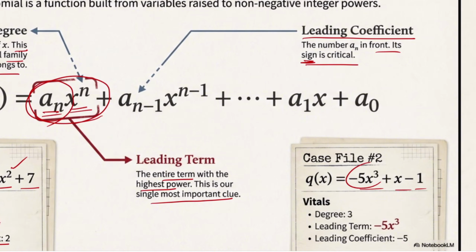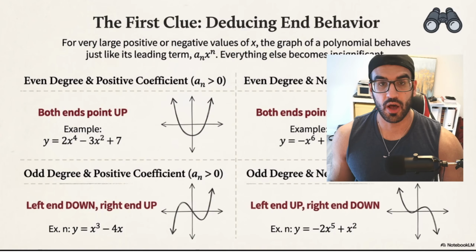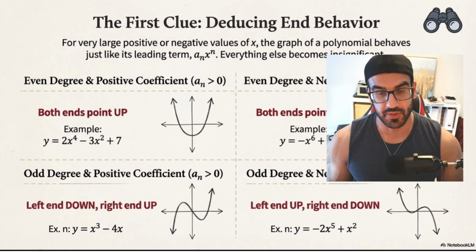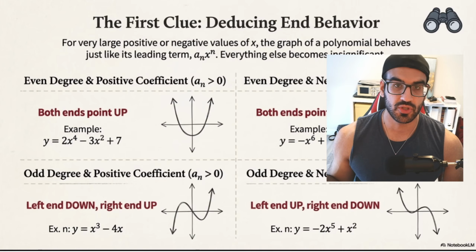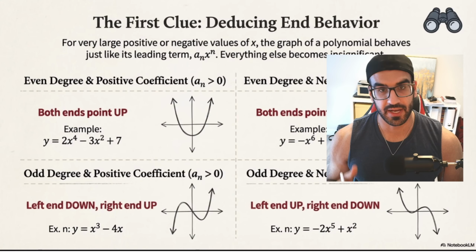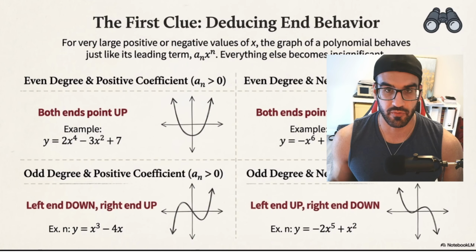So at this point, I have 3 as my degree, negative 5 as my leading coefficient, and negative 5x to the power 3 as the leading term itself. Let's talk about the leading coefficient, because this is the most important part. Rather than just knowing whether the degree is odd or even, the leading coefficient is going to give me a clue about the whole function.